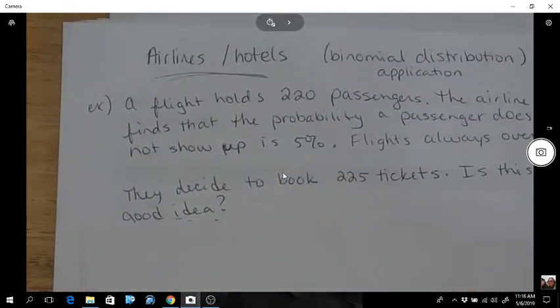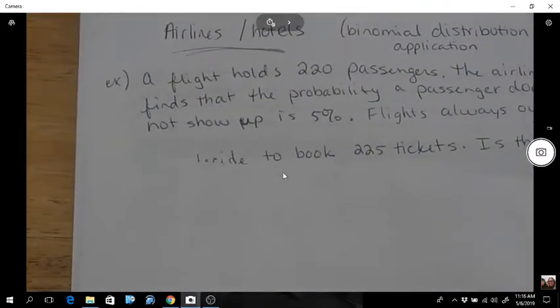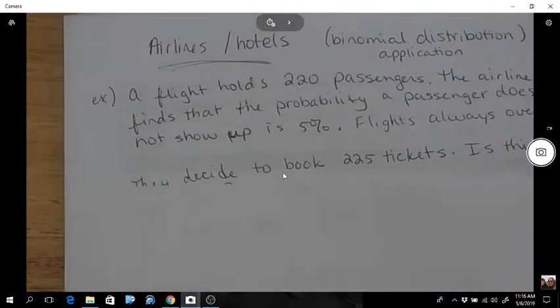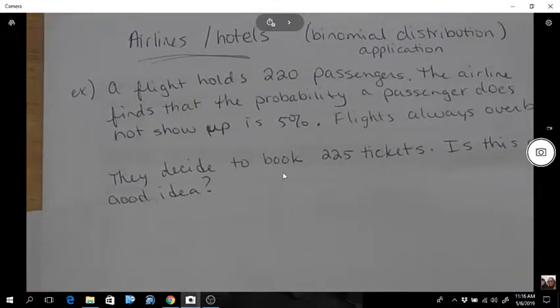Okay, I'm going to talk about binomial distribution and the application of it. So most of our examples deal with airlines and hotels. So this example number one is a flight. It holds 220 passengers. The airline finds that the probability of a passenger not showing up is 5%.